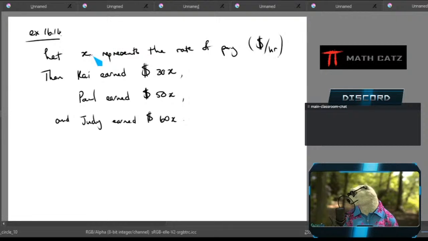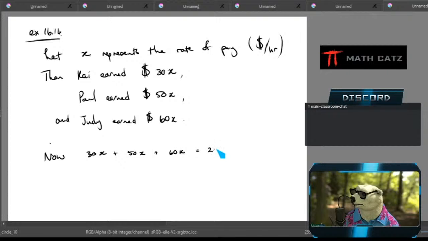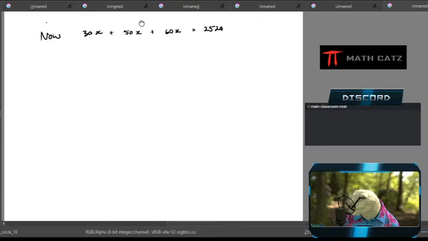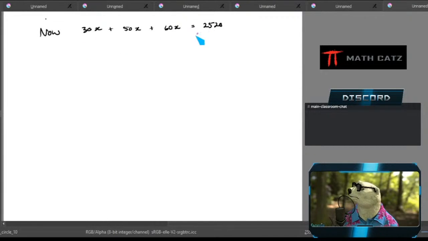So by choosing to have a variable that represents the rate of pay, I can very easily get quantities for all the dollar amounts. Now they say that together they made a certain amount. I'm just going to add these up. And that has to equal the total amount that they made. So there's some similarity, but maybe a little different in terms of how the variable is defined. So now I just look at this for what it is. I have 30 x's, I have 80, I have 140 x's equals 2520.